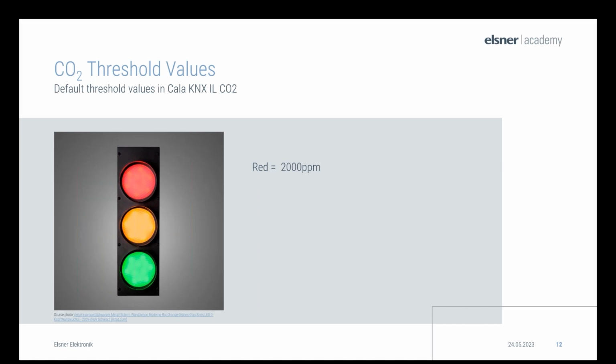For us, the red light will be triggered when we reach a value of 2000 ppm. Yellow is triggered after 1200 ppm. Green is triggered if we have a value of less than 1200 ppm. This is in line with the official recommendations for indoor air quality usage.